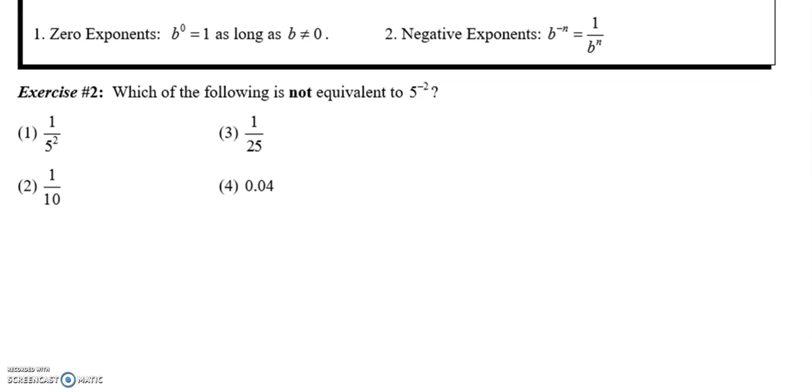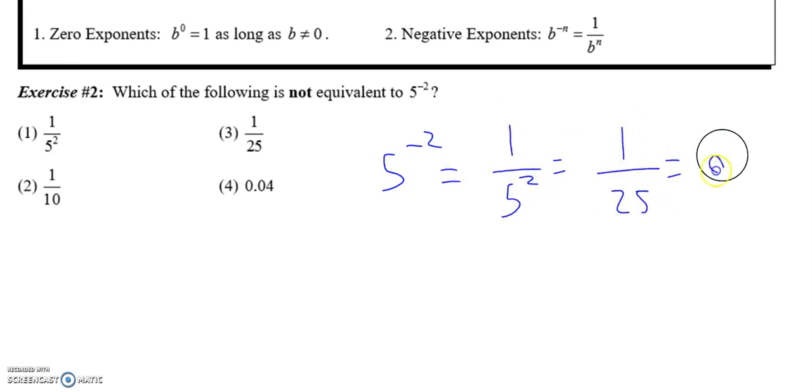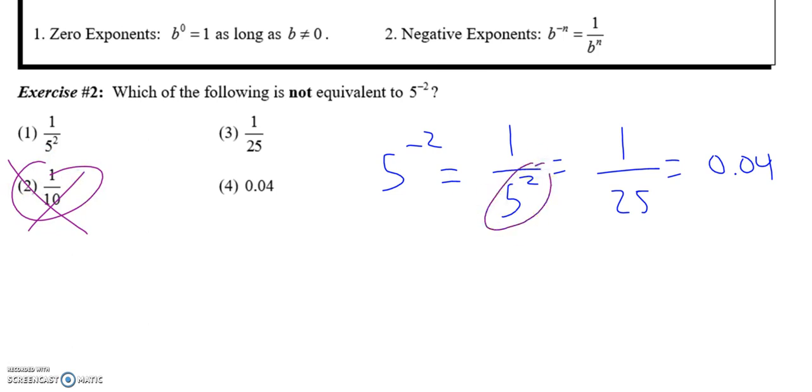All right, for number 2, we had x to the negative second, which we know means 5 to the second, which would be 1 over 25. If you put that in your calculator, you're actually going to get 0.04. So the one that doesn't belong is obviously this one, because some of you guys still think 5 to the second means 5 times 2. That's not what it means. So this was the right answer.